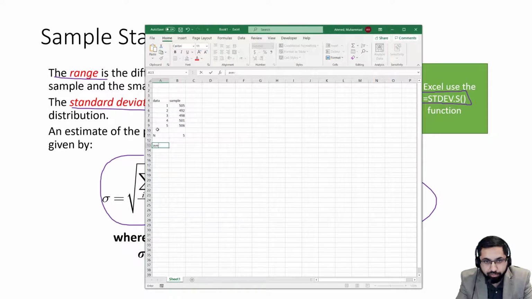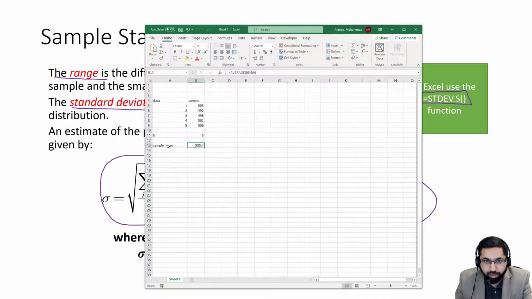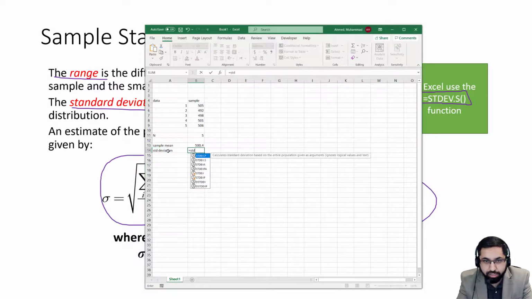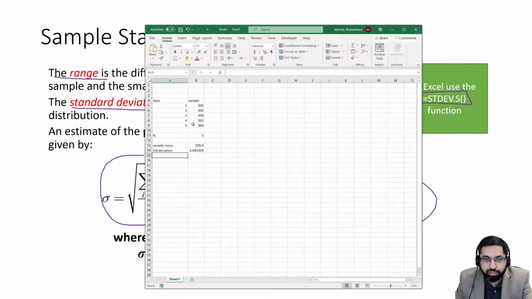So your sample mean is simply equals average, and you select the numbers, and that's going to be your sample mean. And then your standard deviation of the sample is stdev.s, and you select the numbers, and that is your standard deviation. That represents how much variability you have in the values. So on average, our values are plus or minus 5 around the mean of 500, right?